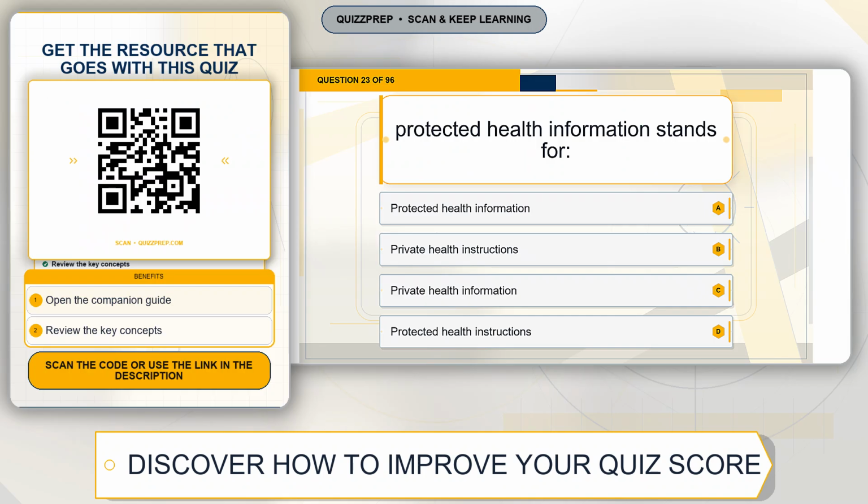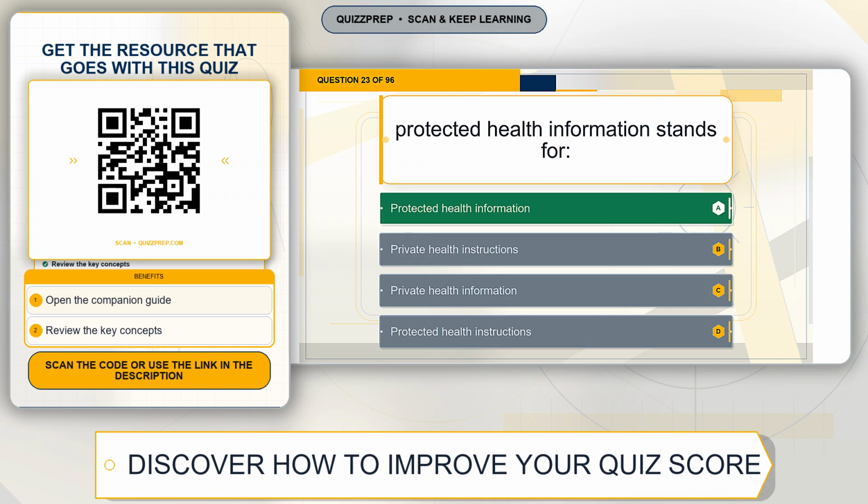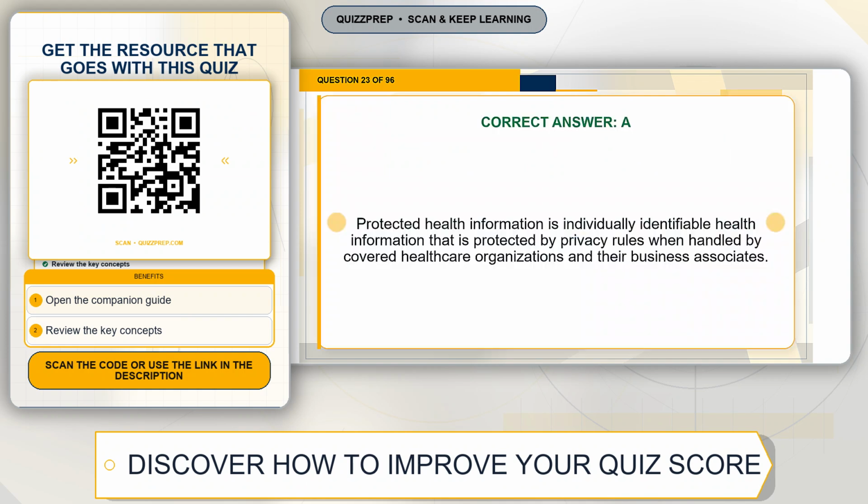Question 23. Protected health information stands for Option A, protected health information. Option B, private health instructions. Option C, private health information. Option D, protected health instructions. The correct answer is option A, protected health information. Explanation. Protected health information is individually identifiable health information that is protected by privacy rules when handled by covered healthcare organizations and their business associates.